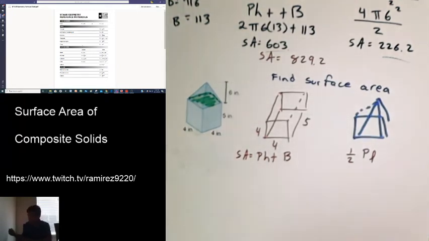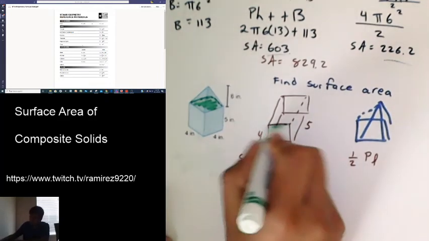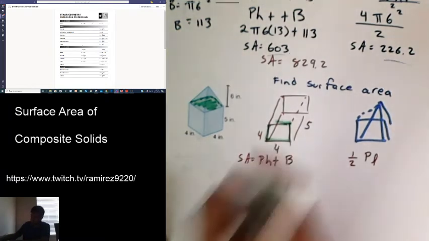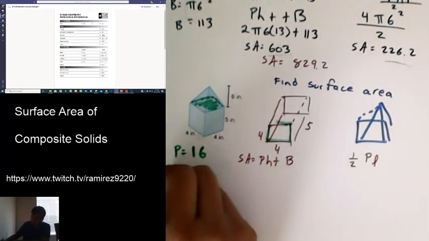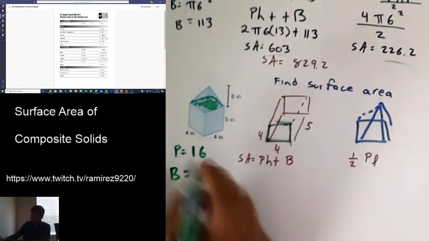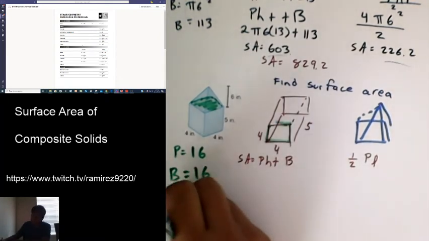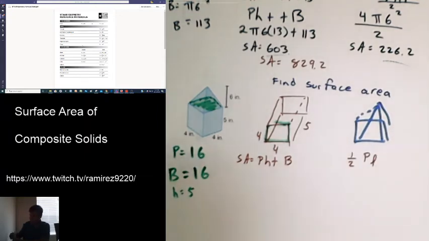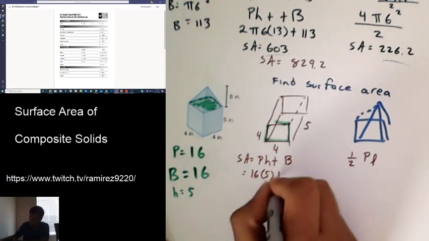All right, so for the figure here, this is my base. So the perimeter of my base happens to be 4 plus 4 plus 4 plus 4, which is 16. The area of my base, because everything's 4 times 4, happens to be 16 as well. And the height here is 5. So I have enough information to substitute here. It's going to be 16 times 5 plus 16.